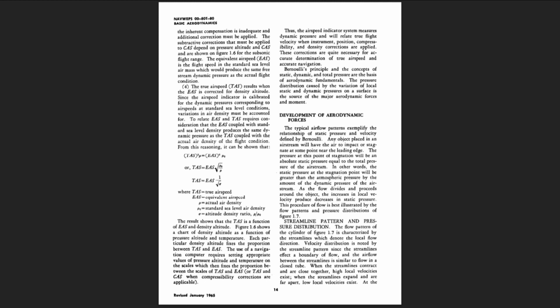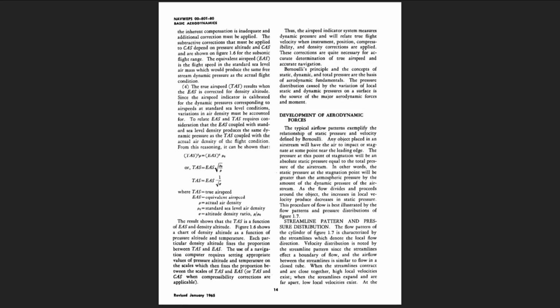The result shows that the TAS is a function of EAS and density altitude. Figure 1.6 shows a chart of density altitude as a function of pressure altitude and temperature. Each particular density altitude fixes the proportion between TAS and EAS. The use of a navigation computer requires setting appropriate values of pressure altitude and temperature on the scales, which then fixes the proportion between the scales of TAS and EAS, or TAS and CAS, when compressibility corrections are applicable.